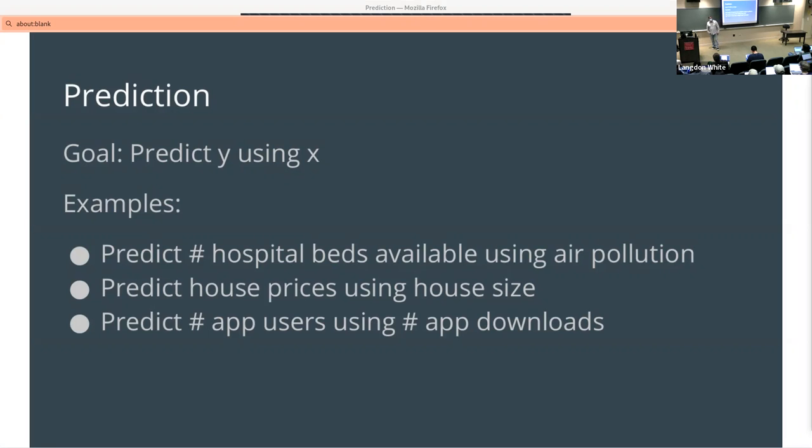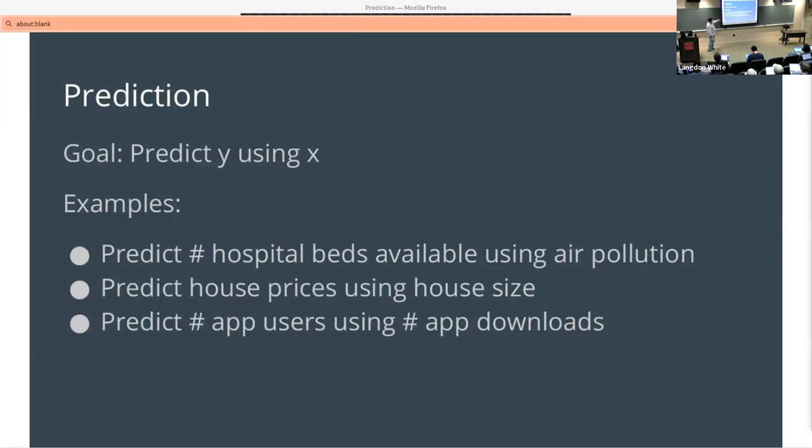Another one that's super weird is predicting house prices using house size. That doesn't sound like it would correlate all that well if you think of a place like Boston, where a very small house is going to cost a lot more than a much bigger house out in the suburbs. These can be difficult predictions, but they're the kind of thing you want to be able to solve for. So you have to figure out how to build those relationships.